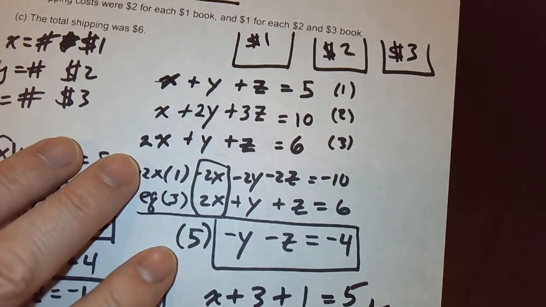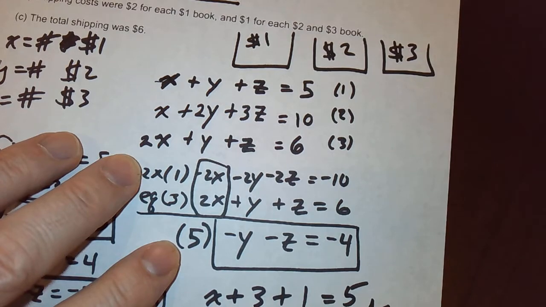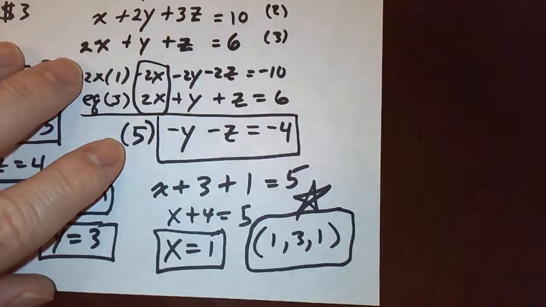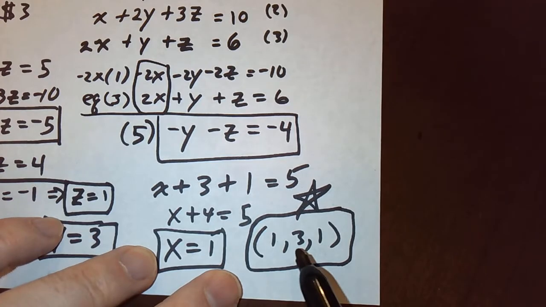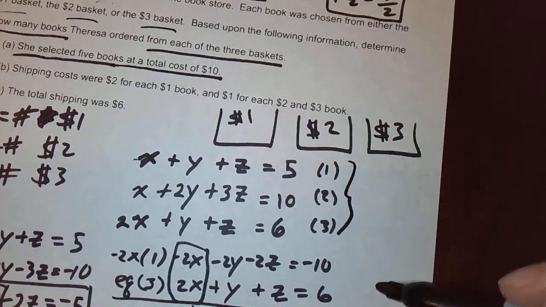The last equation, what was that one? That was the shipping, I believe. Yeah, the shipping adds up to $6. This book costs $2 to ship. This one and these three and that one cost $1 to ship. So 2 plus 3 plus 1 gives us 6. So we double checked it. 1, 3, 1 satisfies all three of these equations. So we're done.